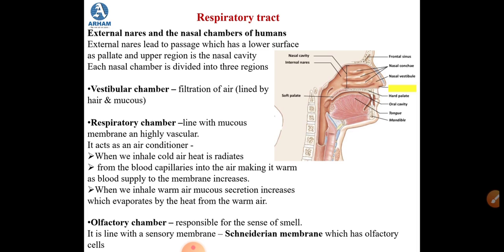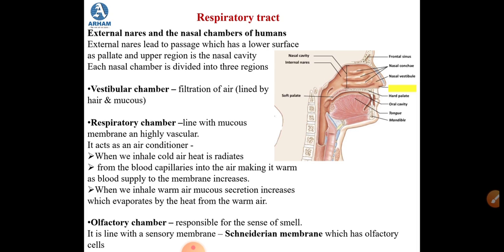Students, in the previous session we have studied about the respiratory tract. That means we have studied about all the structures that are involved in the respiratory tract, along with which we have also studied the functions of those structures. That means what structure in the respiratory tract performs what function.